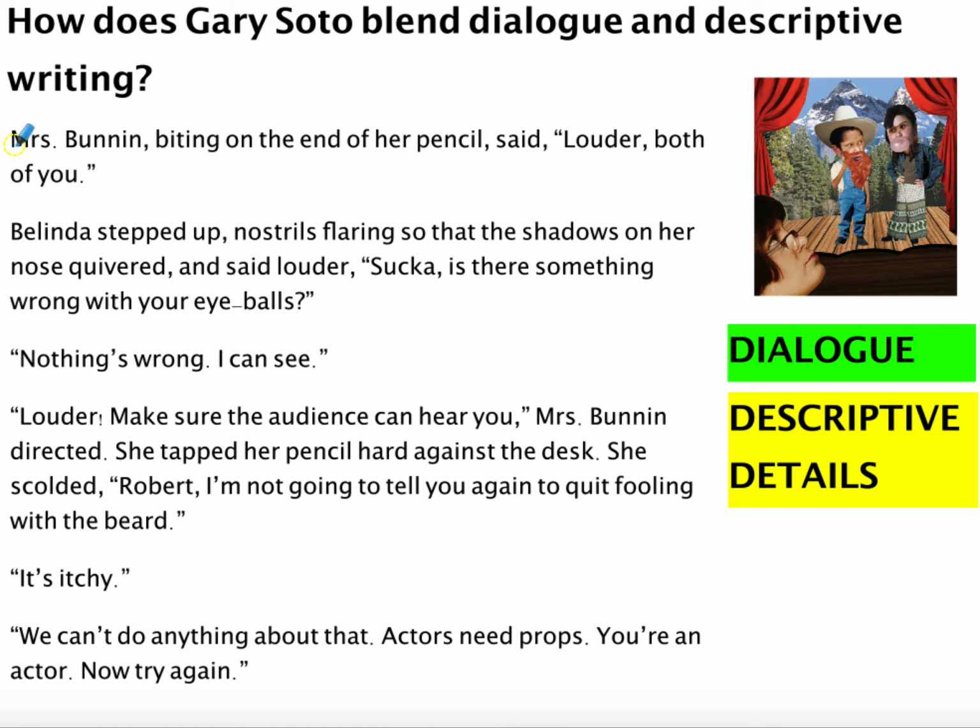Miss Bunyan, biting on the end of her pencil, said, "Louder, both of you."